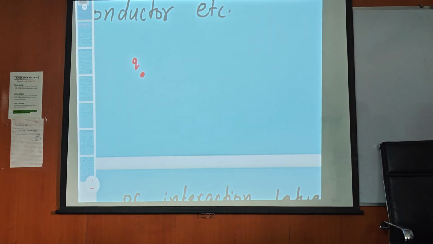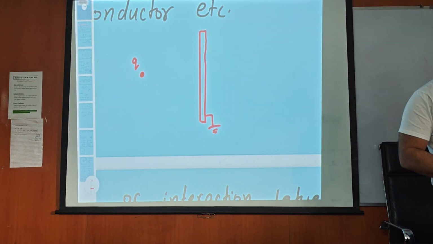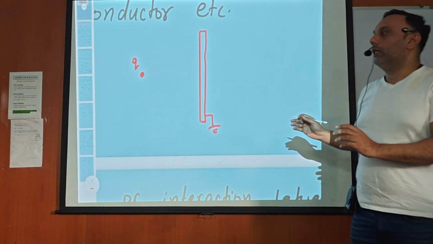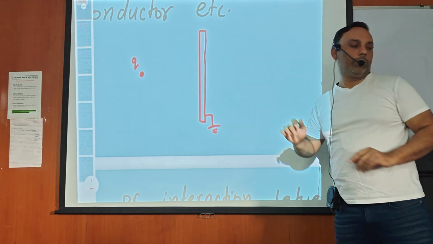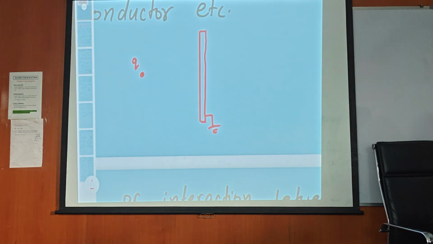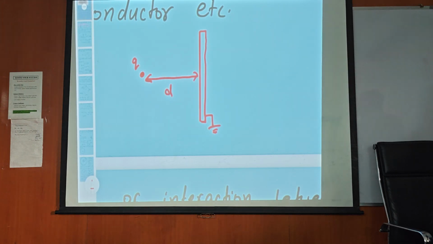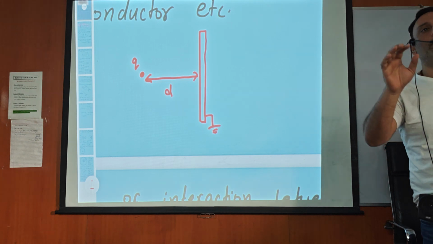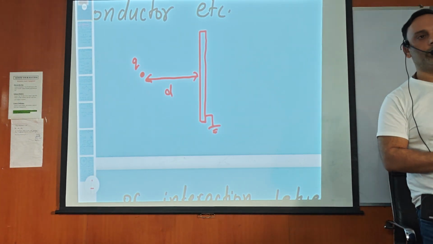There is a point charge q, and in front of it we have an infinite conducting plane which is earthed. The question is to find the potential energy stored in this system. The point charge is at a distance d, and we need to find the potential energy stored in the system.